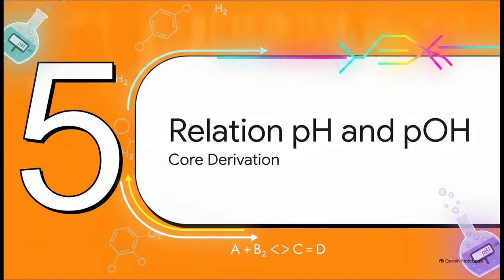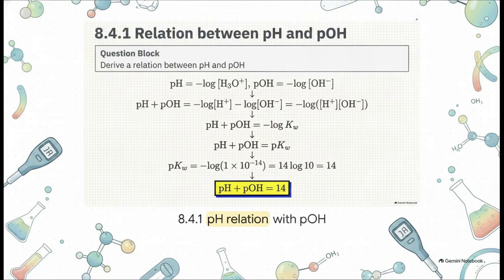Section 5. Relation between pH and pOH, the core derivation. So the crucial point is understanding the mathematical link between pH and pOH. Follow the logic exactly on this next one. 8.4.1. Relation between pH and pOH. Question block. Derive a relation between pH and pOH.